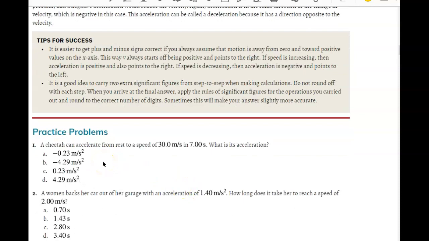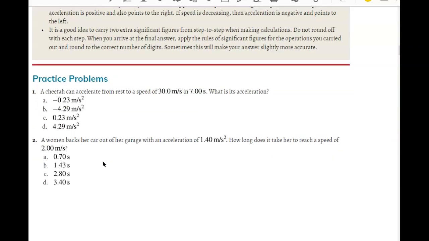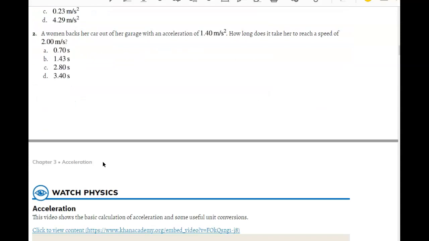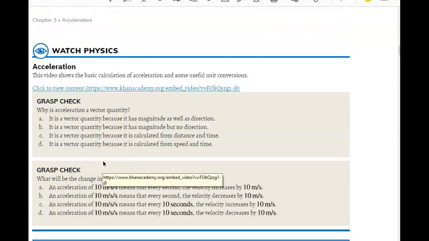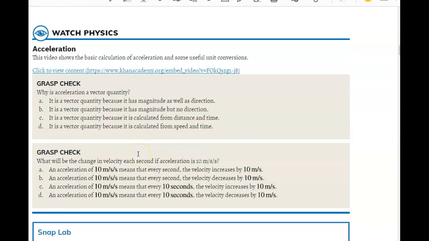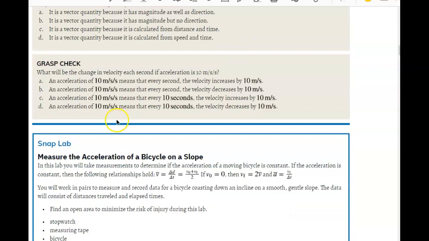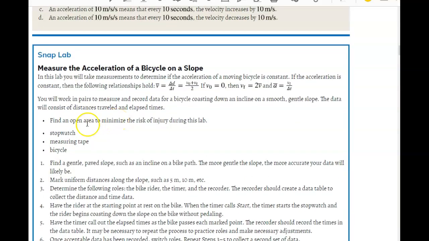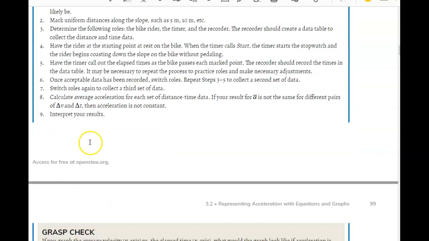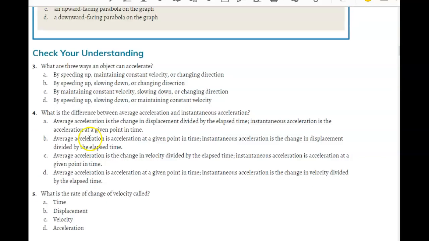So here is a practice problem. I'm going to do some of the practice problems using the document camera in a minute. Here's some graphing stuff that you can do. Khan Academy, I love. Here's some measurements that you can do with acceleration. Now this is just really quick.